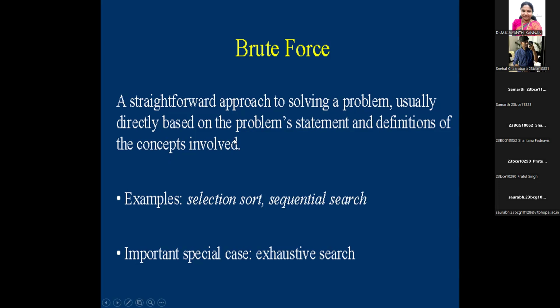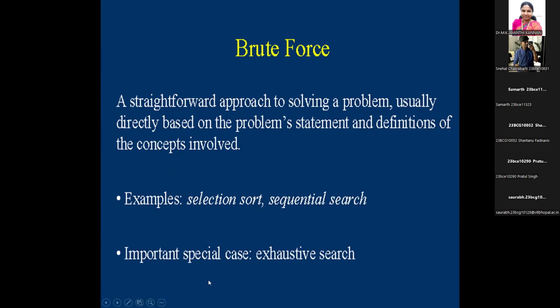The same logic or concept, the common man's approach, is used to find the solution using the brute force approach. Say for example, selection sort and sequential search; we already did sequential search. The sequential search is commonly known as the traditional approach or linear approach, the general common way of searching. We are not using much logic in it.